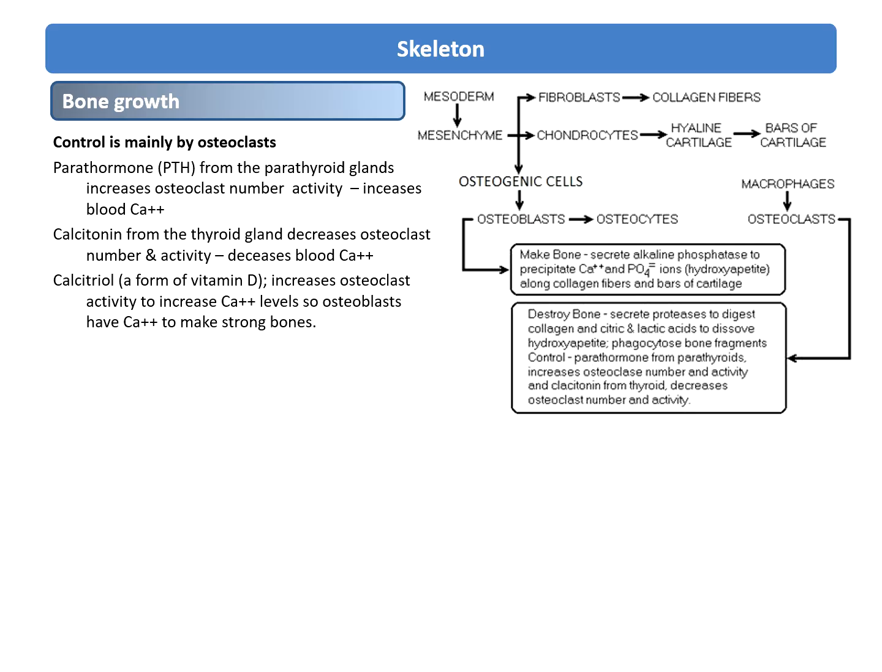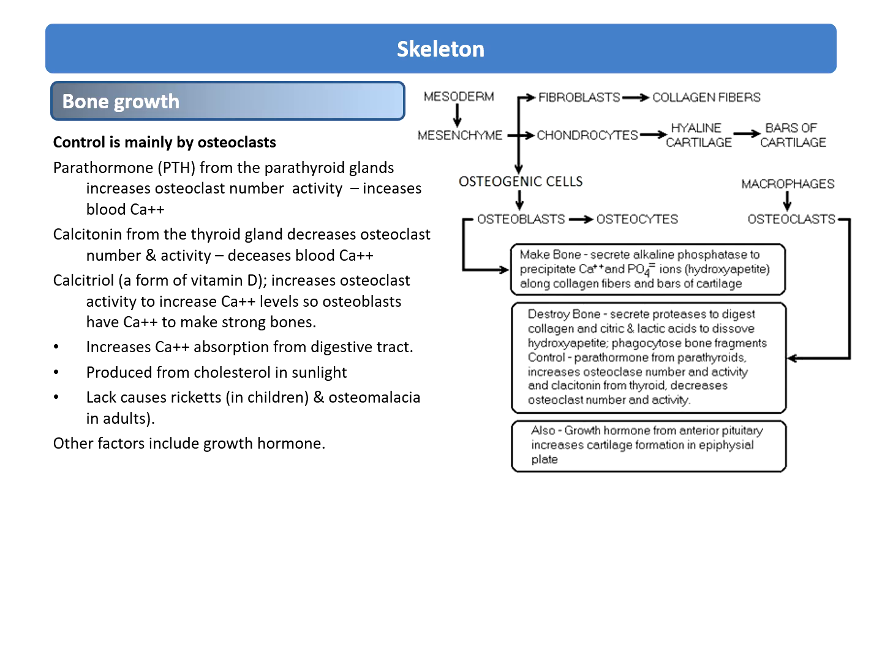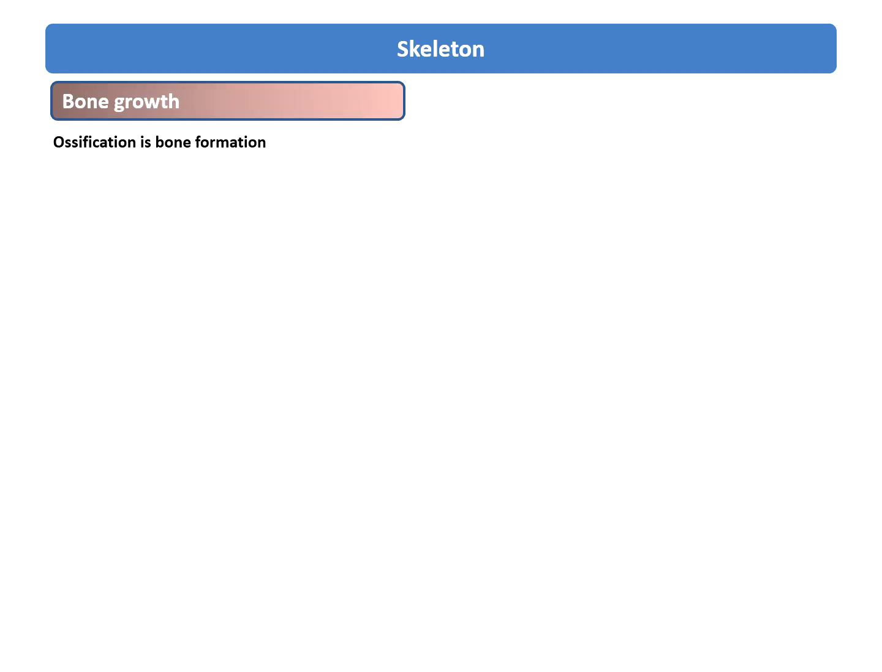Calcitriol is a form of vitamin D. It increases calcium levels, so osteoblasts have calcium available to make strong bones. It increases calcium absorption from the digestive tract, and it's produced from cholesterol in sunlight. A lack of calcitriol causes rickets in children and osteomalacia in adults. There are other factors that influence bone growth, like growth hormone.